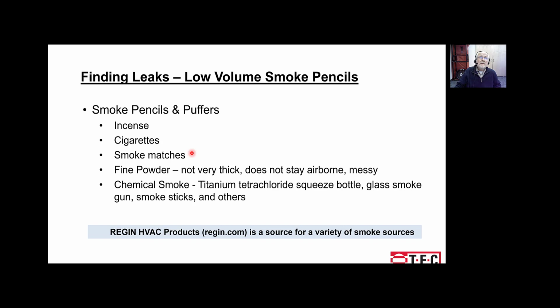And then there's some really fine white powder that you can spray out of a bottle. And then there are several different kinds of chemical smoke. My favorite is titanium tetrachloride, which is used in squeeze bottles and glass. There's a glass smoke gun that I'm going to show you, and then there are smoke sticks and other uses of other chemical smoke. This place, Region HVAC, if you go to their website, you'll find that they have a lot of these different devices, and they're actually fairly inexpensive and are useful.